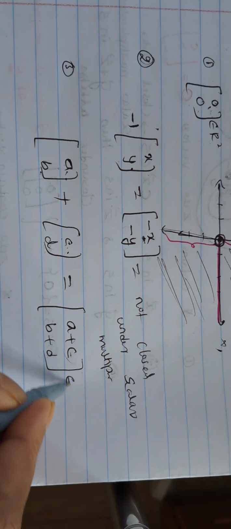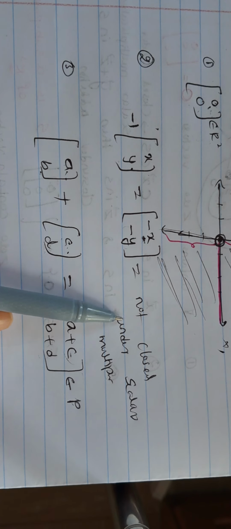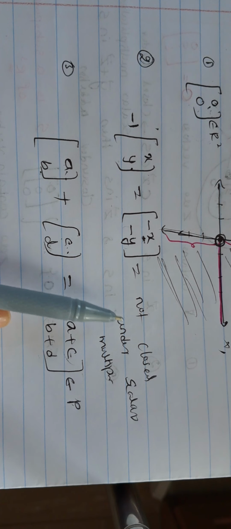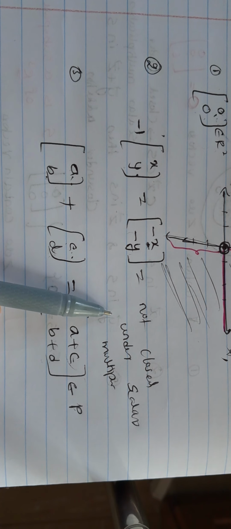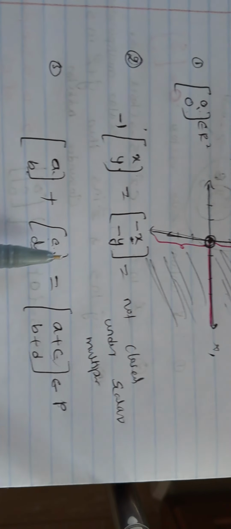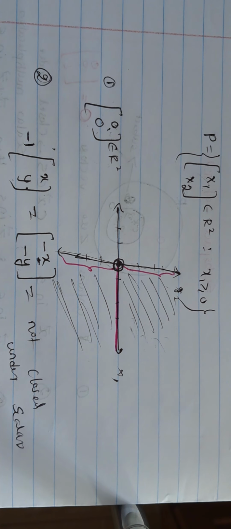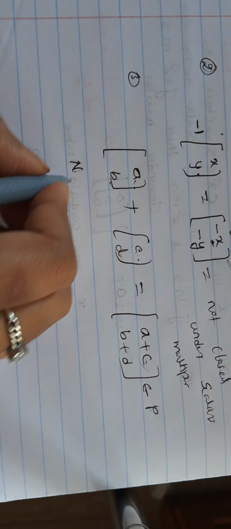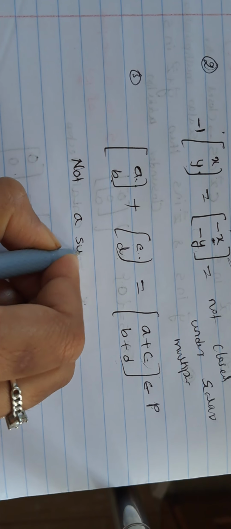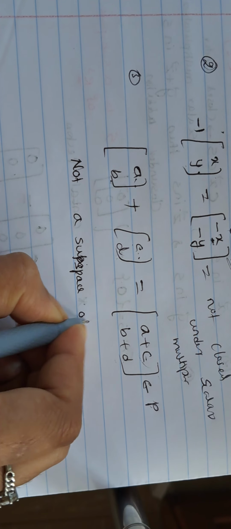It still belongs to the collection P. That means it is closed under addition, but it fails to be closed under scalar multiplication. Therefore, we can say this collection P is not a subspace. It is not a subspace of R2.